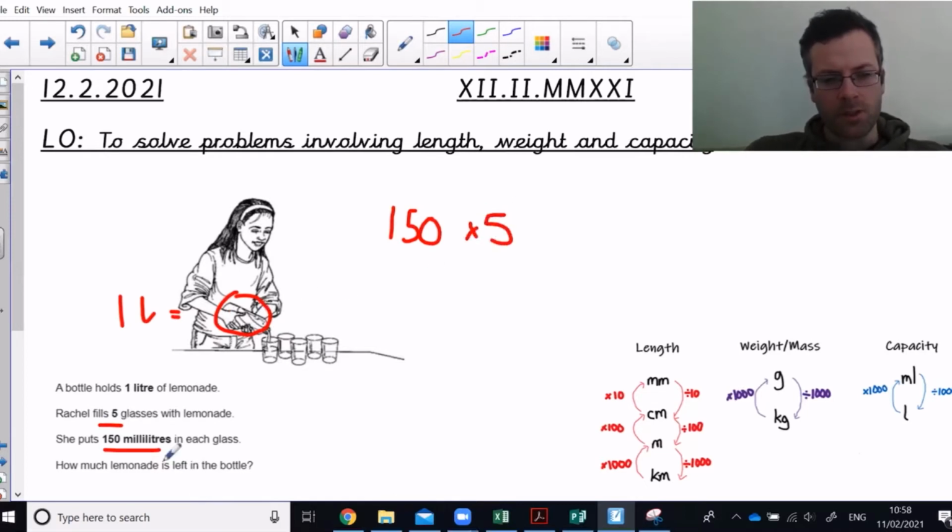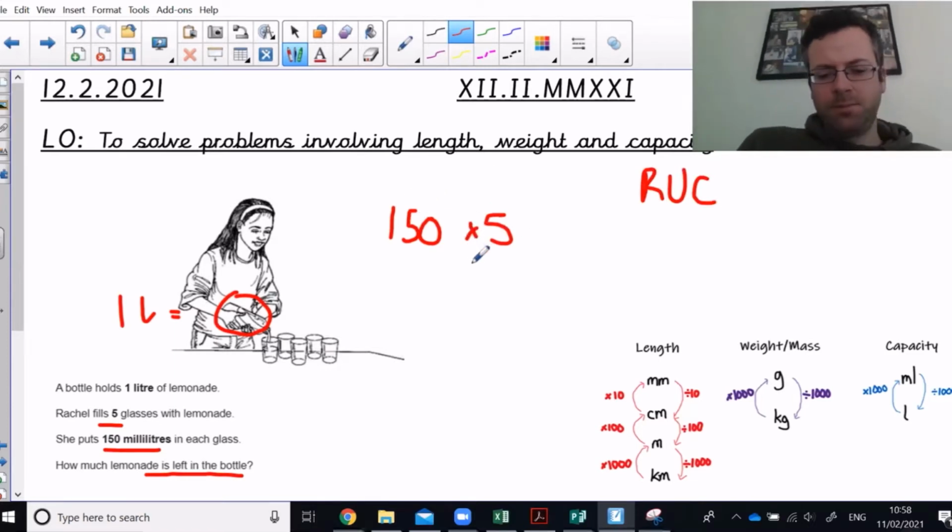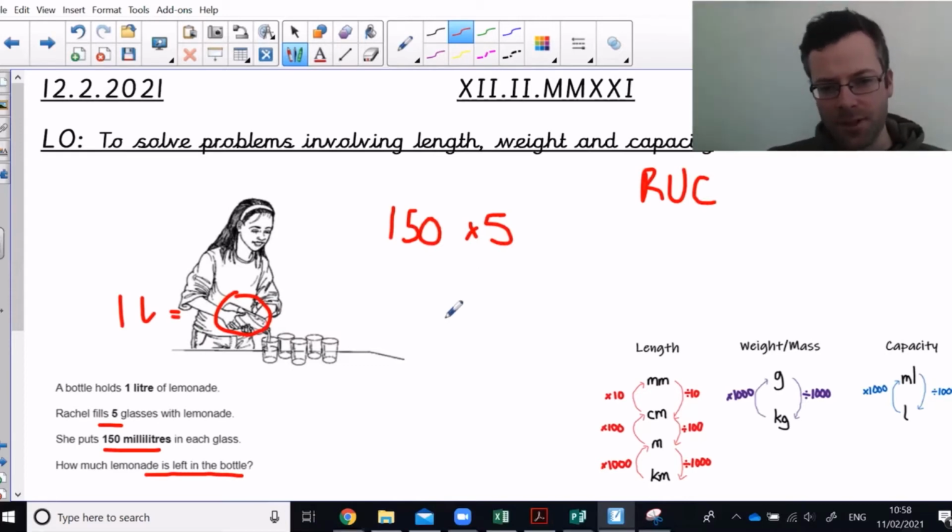Okay, so I've underlined the important parts. How much bottle is left? So I've read it. I've underlined the parts to help me understand. I'm going to choose my method. So what I'm going to do is this times 5. And once I've worked that out, I will see whatever's left over to get to 1 litre, which I'm going to change to 1,000 millilitres.